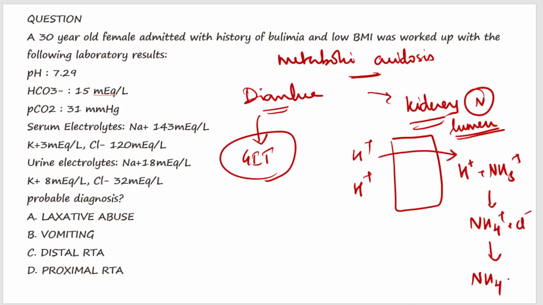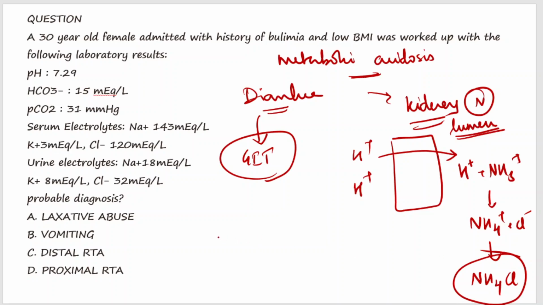So how is the H plus ion excreted out in response to acidosis? The excess H plus ions are excreted through your kidneys in combination with ammonia, forming ammonium ions. As ammonium chloride, it can be excreted.